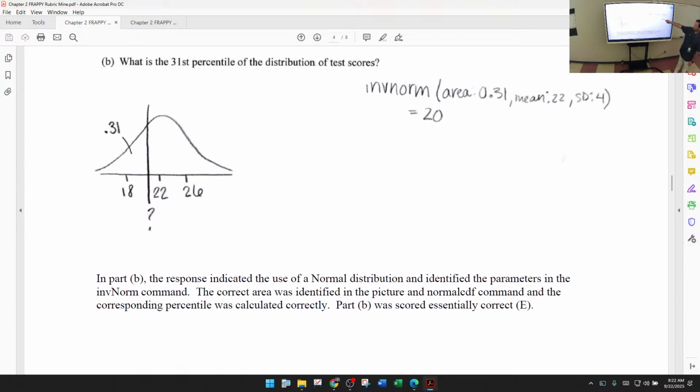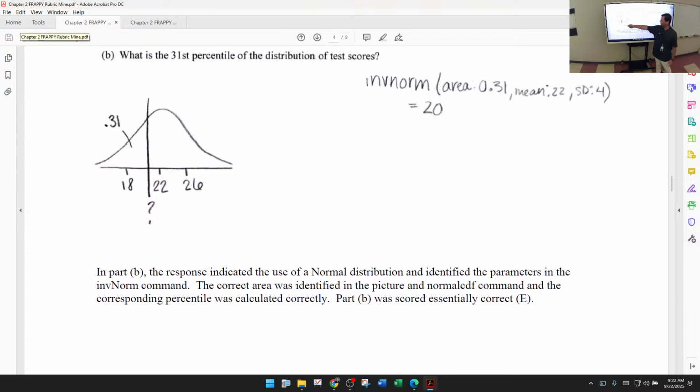This student drew a curve. They do 22. They put 31%. They put a question mark. They did inverse norm, area, mean, standard deviation, 20. This response indicates use of a normal distribution. Identify the parameters in the inverse norm command. The correct area was identified in the picture, and the normal CDF command in the corresponding percentile was calculated correctly. Part B was scored E.